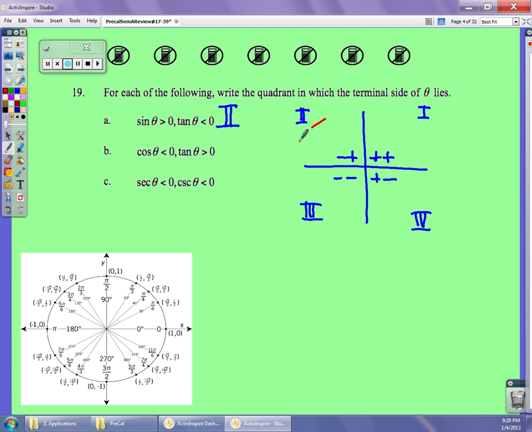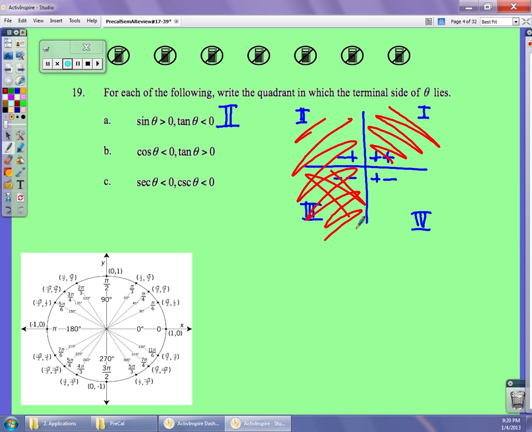So cosine negative, always on the left side, and tangent is greater than 0. Well, tangent positive must be in quadrant 1 or in quadrant 3. In quadrant 1, sine and cosine are positive. In quadrant 3, they're both negative. Therefore, tangent would be positive. Notice that we have the double shading in quadrant 3.